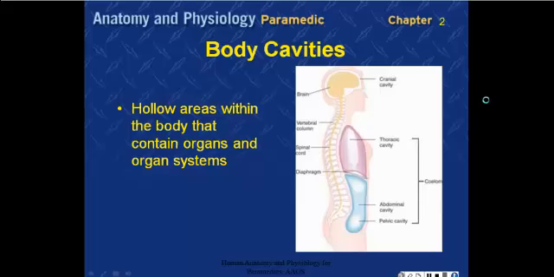There are several body cavities that are formed within the human body. The thoracic cavity, the abdominal and pelvic cavity, which are actually one continuous cavity, often referred to as the abdominopelvic cavity. There's also the cranial cavity, and there's also the cavity through which your spinal cord runs through the column of vertebrae.